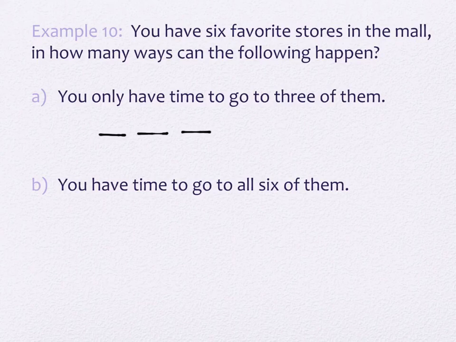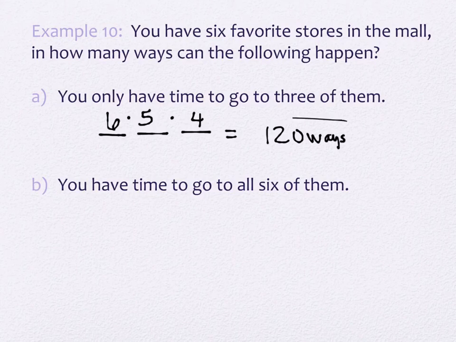So how many stores do I have if I first show up at the mall at this point to choose from? 6 of the ones I like anyway. And after I've visited one of those, how many do I have to choose from? And after I have visited both of those, how many do I have to choose from? 4. And the product, 6 times 5 times 4, 120. So there are 120 different ways that I could choose the order and go to these 3 different stores out of the 6 that are my favorite.